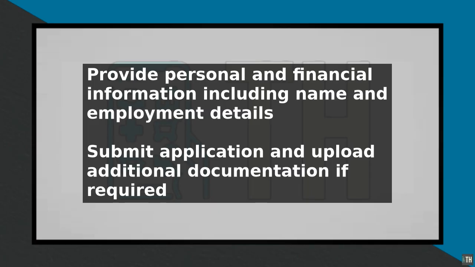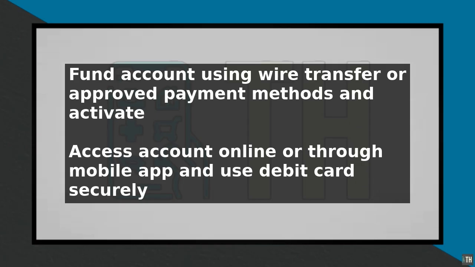To fund your account, you can use a wire transfer or other approved payment methods. Be aware that there may be fees associated with international transactions, so be sure to review the terms and conditions before proceeding. Finally, once your account is funded and activated, you can start using it to manage your finances. You can access your account online or through the Capital One mobile app. And you can use your debit card to make purchases or withdraw cash.